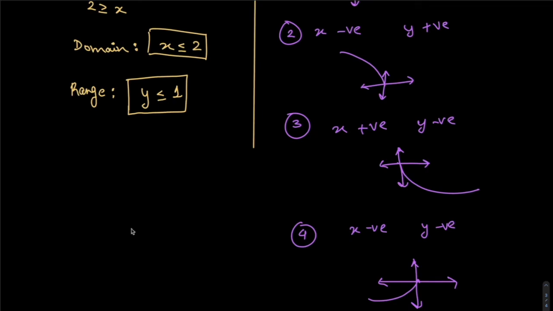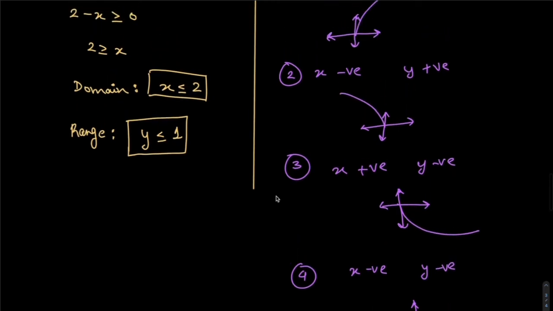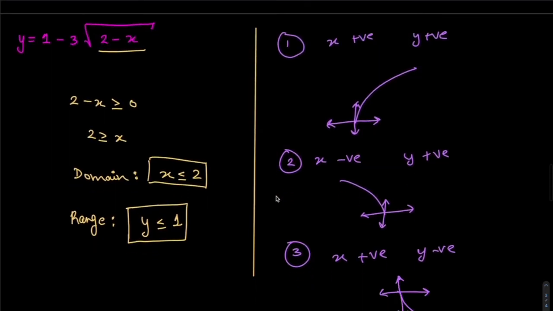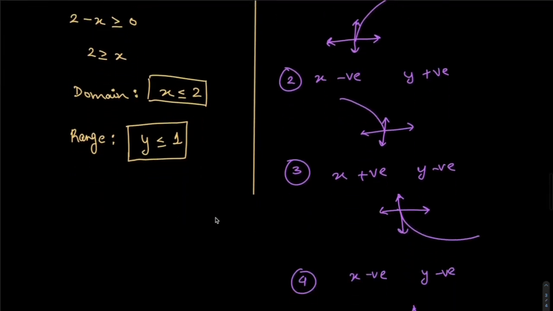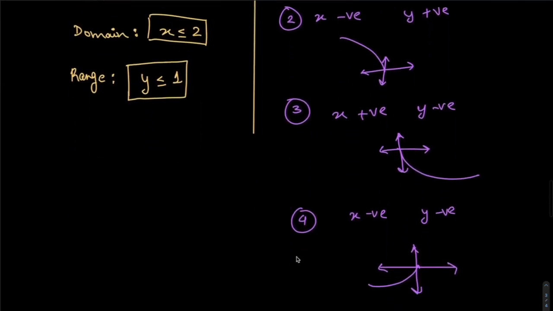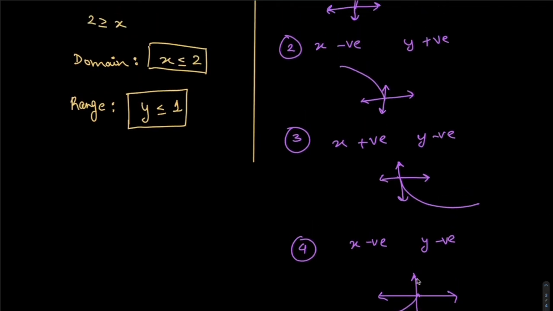So what you can see here is the different ways my radical function will open, based on whether my x's are negative, positive, or whatever. Here, the majority of my values are going to be negative. So x is going to be mostly negative and y is going to be mostly negative as well. So you can expect something like case number 4 here. My radical function will be something like this. Obviously, it won't start from the origin because my domain and range are different. So those things you also have to keep in mind.